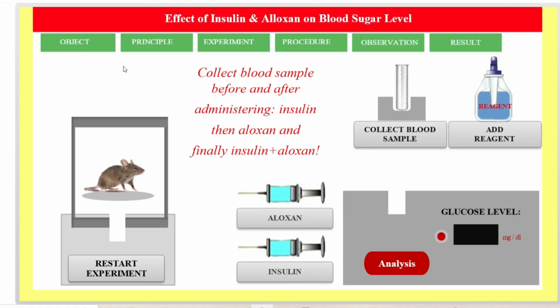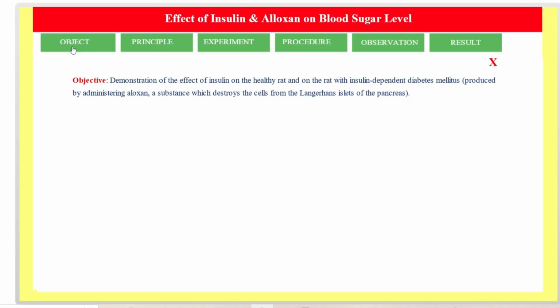Now we will go and see the objects of the experiment. Demonstration of the effect of insulin on the healthy rat and on the rat with insulin dependent diabetes mellitus. Diabetes is produced by administering Alloxan, a substance which destroys the cells of the islets of Langerhans of the pancreas. In this experiment we are going to see the blood glucose level in a healthy rat and then in a diabetic rat.